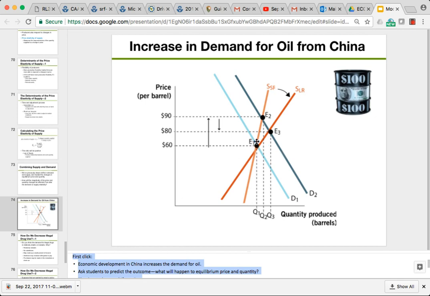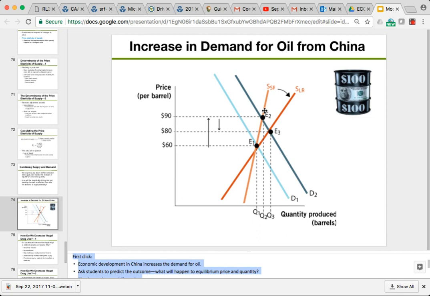Well, since we're still on the short run supply curve, this SSR, our new equilibrium will be E2, which corresponds to a $90 price per barrel and a quantity Q2. That is, we have a higher equilibrium price than the original $60 at E1 and a higher equilibrium quantity.